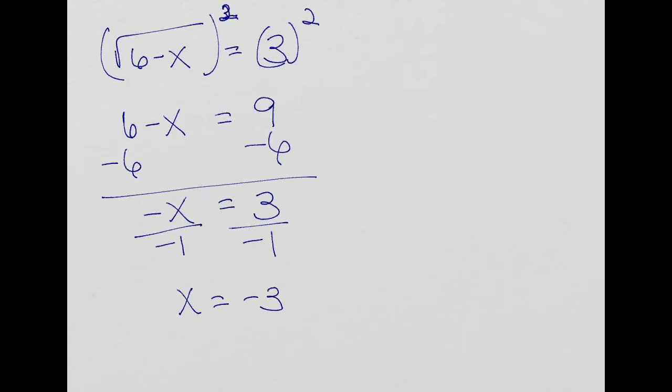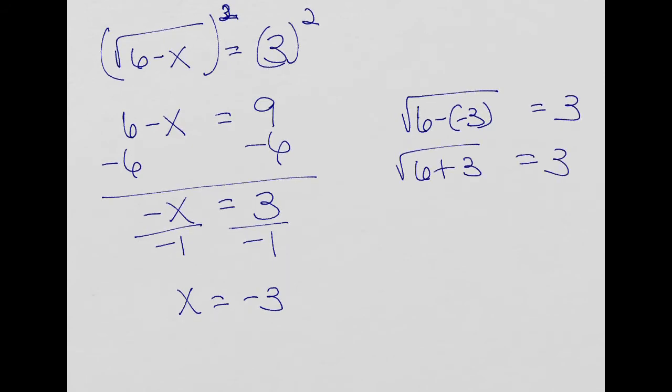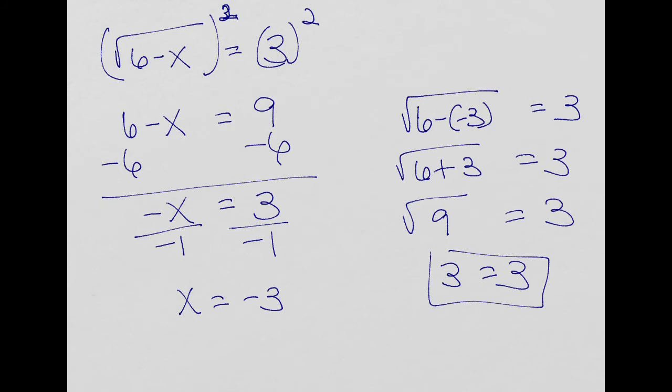We'll check this again. Anytime that you have a square root, you have to check it. So 6 minus a negative 3. Square root of 6 plus 3. And then the square root of 9 is 3. So again, it's yes. So our answer is x equals negative 3.